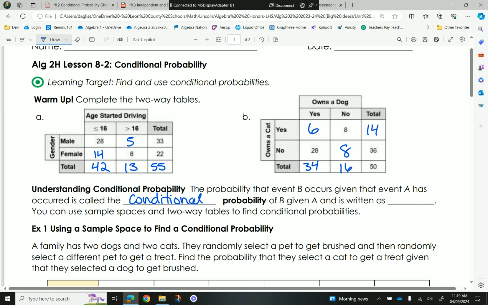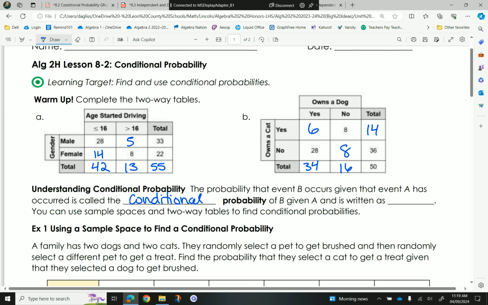So conditional probability is the probability that event B occurs given that event A has already occurred. So there's a condition. We know something about our situation. It's not just, hey, who owns a cat? It's, hey, if I know they own a dog, what's the probability that they also own a cat? So you know something. So your subset is going to change. You're not looking at the complete total of everybody. You're looking at the total of what you already know and taking it out of that.